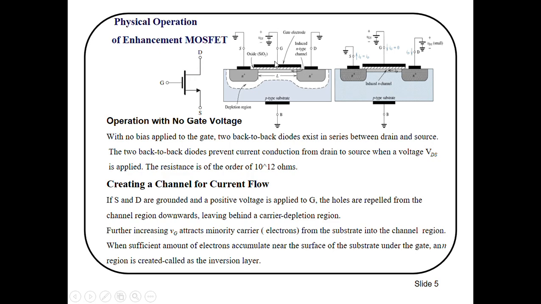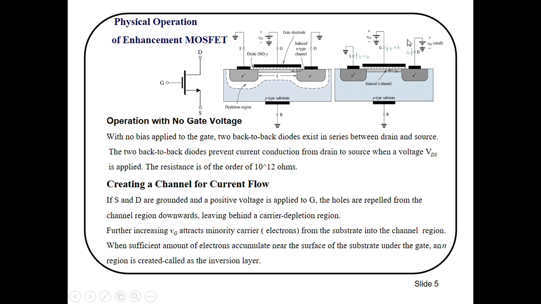an electric field generates and it attracts the electrons in this region and repels the holes. If we keep on increasing this gate voltage, more electrons appear here while Vg is less than Vt. When Vg becomes equal to Vt, an inversion layer is introduced here. But still there is no current because our source and drain are grounded.